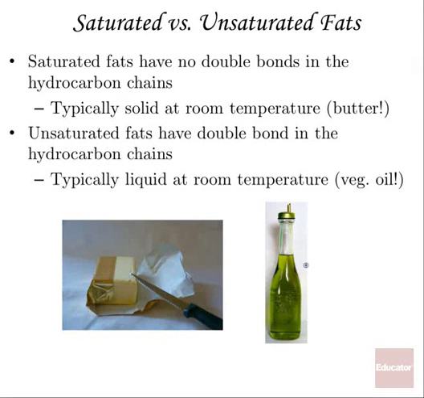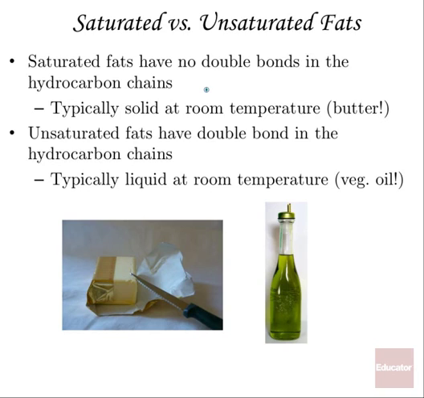Here we go, saturated versus unsaturated fats. So saturated fats have no double bonds in the hydrocarbon chains. When you don't have double bonds in that chain of hydrocarbons, so just carbon, carbon, carbon, carbon, carbon, carbon, carbon, with H's attached all over it, you don't get little kinks. The double bond can make it kind of bend. So they're all flat.